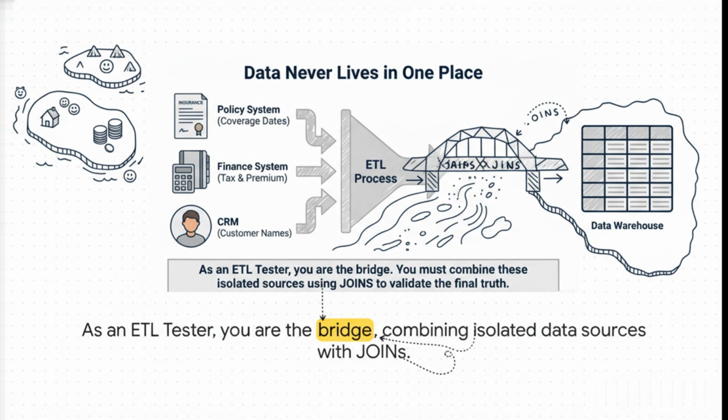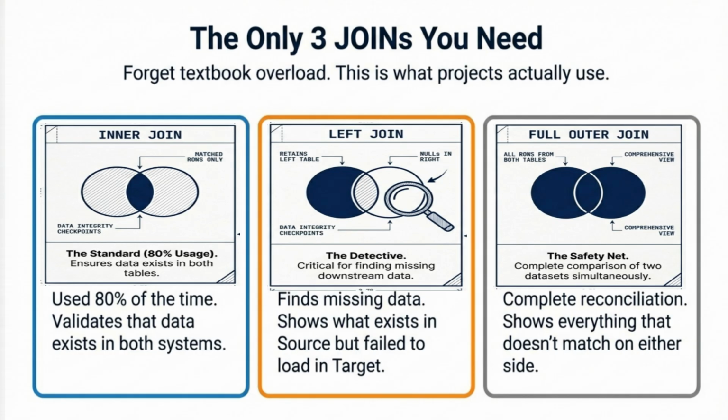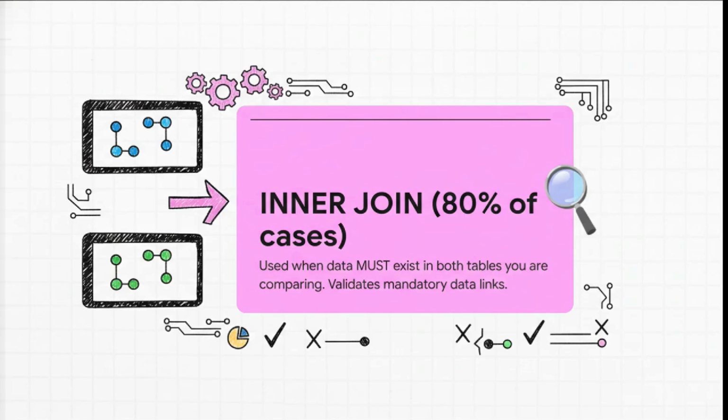So let's talk about our toolkit. Now, you can forget all that textbook stuff about a dozen different types of joins. I'm serious. For 99% of all the real-world ETL work you'll ever do, you only need to master 3. Let's go through them. First up, the inner join. I want you to think of this as your absolute workhorse. You're going to use this about 80% of the time to validate mandatory links. Things like, hey, does every single policy have a corresponding payment record? If it doesn't, something is seriously wrong.